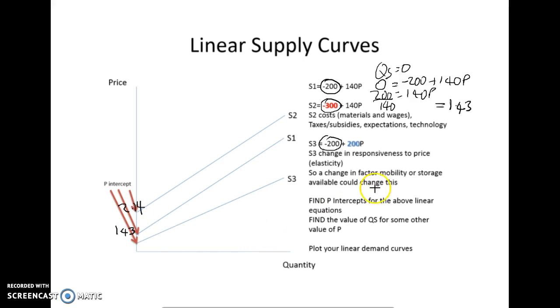Okay, and then finally if we do the S3 one together, so minus 200 plus 200p, set this to equal 0, add 200 to both sides, so 200 plus 200 equals 200p, and that gives us 200 divided by 200 equals 1, so this will be 1. Exactly the same again.